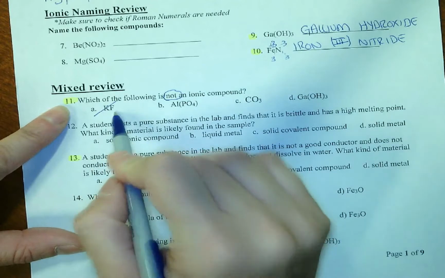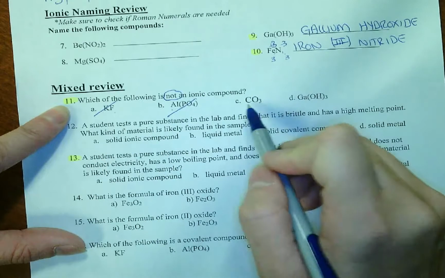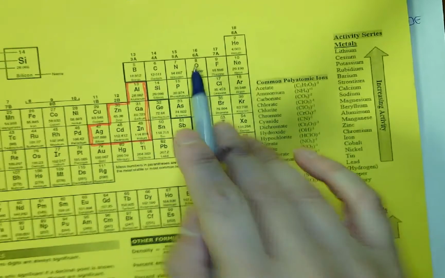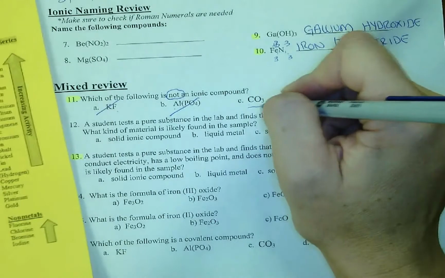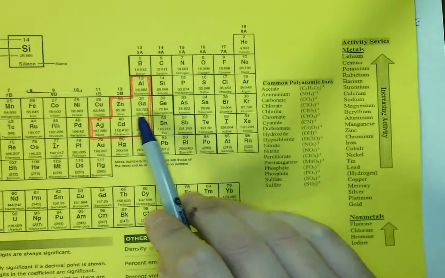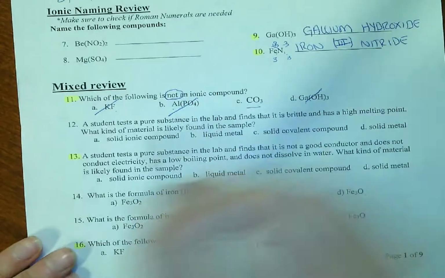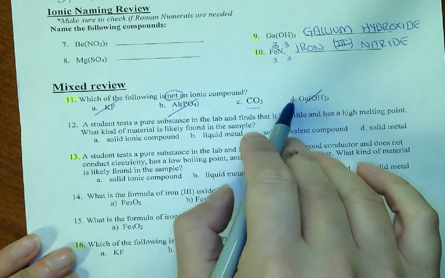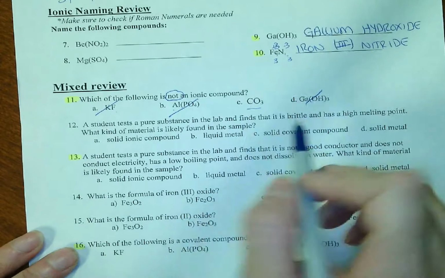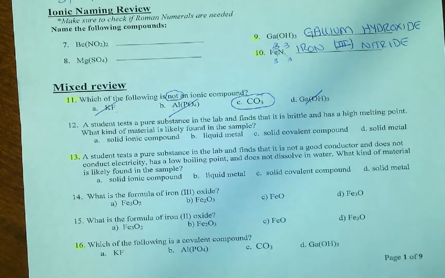Metal, nonmetal. Aluminum's a metal and nonmetals. Carbon and oxygen are both nonmetals. So that does not look ionic, but I'm not done until I take out the garbage, right? Gallium is a metal bonded onto OH, which are nonmetals. So A, B, and D are ionic. C is not ionic. That one would be our covalent one.